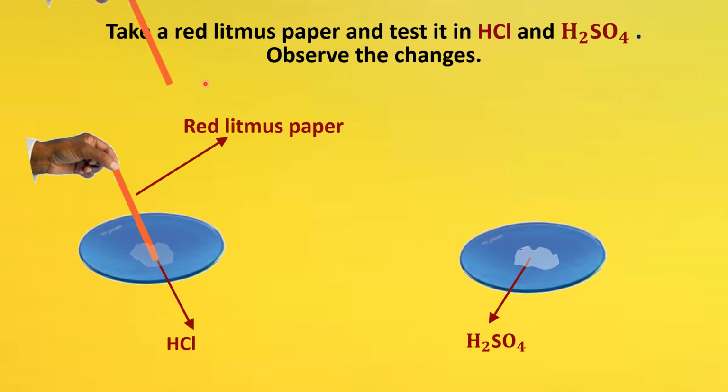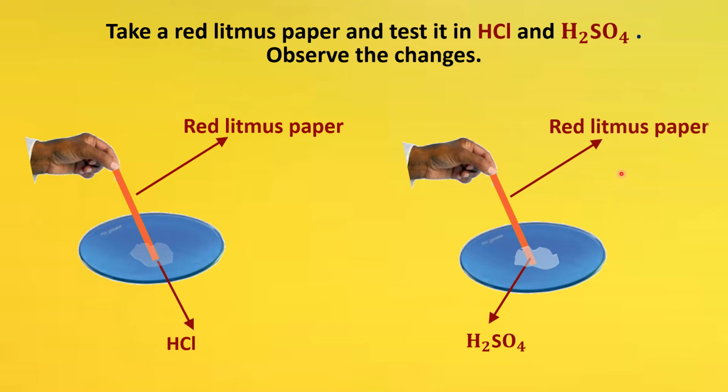Okay. Now we'll bring the red litmus paper to the dilute H2SO4. Wait for a few seconds. This is the red litmus paper. So we have kept the red litmus paper in dilute HCl as well as in dilute H2SO4, but we didn't find any change in the litmus paper with these two solutions. Make a note of it, so that we can write it at the end of the activity.